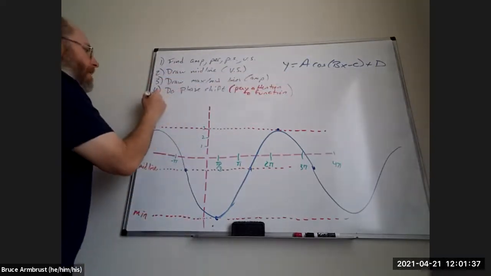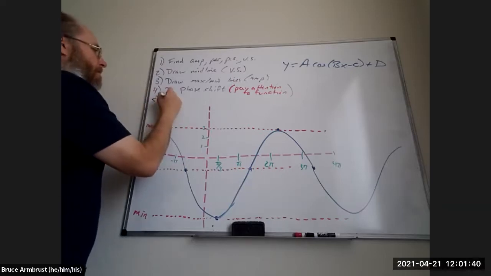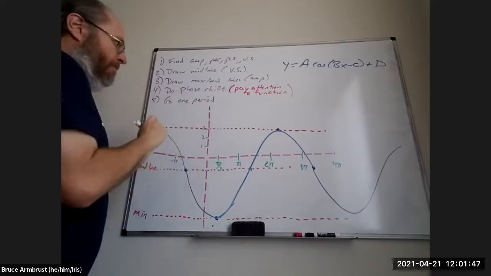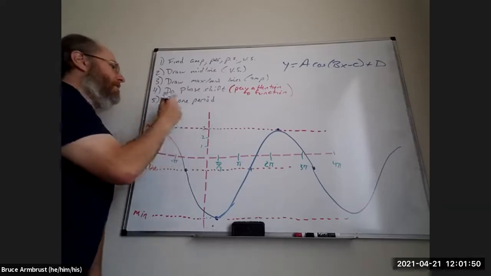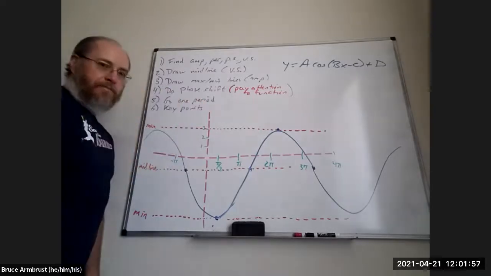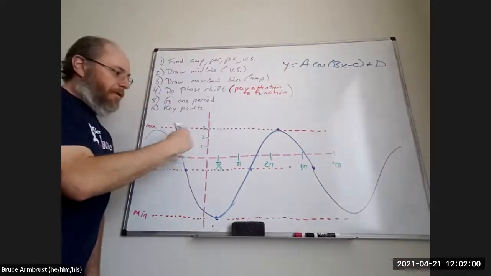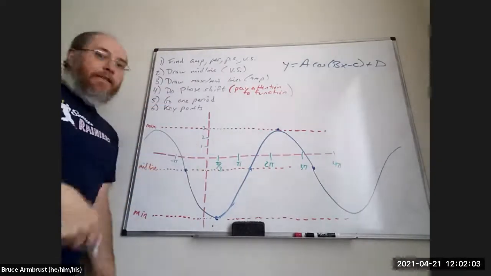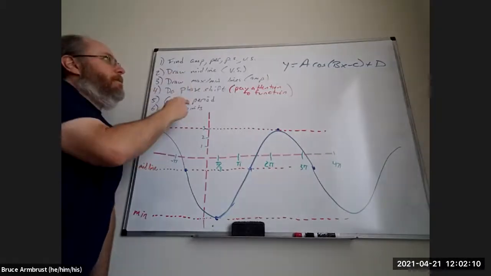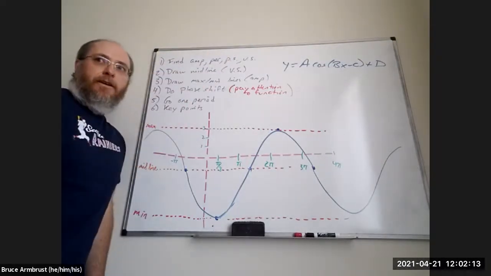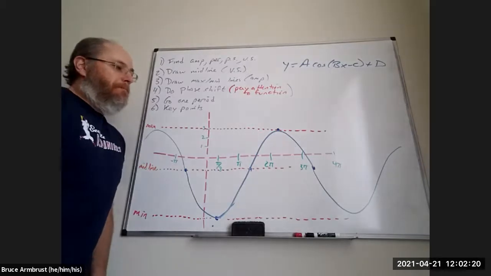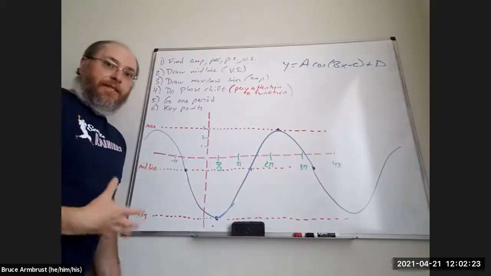So I did the phase shift, then take care of the period. And then I guess the last step is key points, right? Then I found my key points, the maxes and the mins and the zeros, and then connected the dots. So it's a nice little recipe. Same thing every time. You just have to adjust these things depending upon what you found as you calculated your period, amplitude, phase shift, and so on.